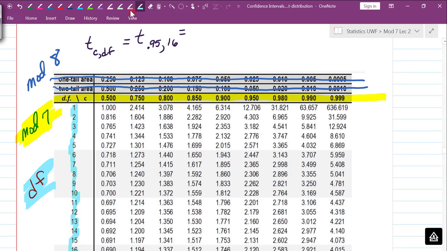So all we're going to do is say our confidence coefficient is 0.95, so we're going to come over here to 0.95. And then our degrees of freedom is 16, which is right here. And we got this right here, and we're going to look at the intersection of the two, which is right here. So our t for 0.95 and 16 degrees of freedom is equal to 2.120, okay? So this is our new critical value, or our t value, like a t-score.